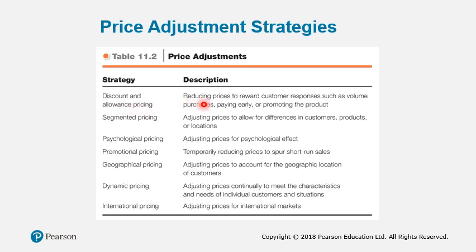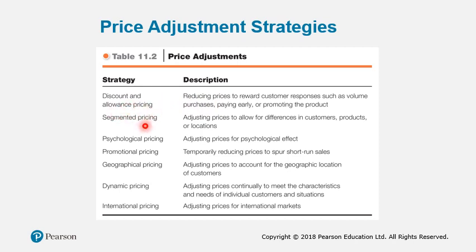This is when you reduce the price to reward customers' responses, such as volume purchases, paying early, or promoting the product. For example, early bird discounts for people who buy or pay first, or for buying in bulk, for example, 1 kilo at 5 ringgit, but if you buy 2 kilo, it is at 8 ringgit. So that is when you get this discount and also allowance.